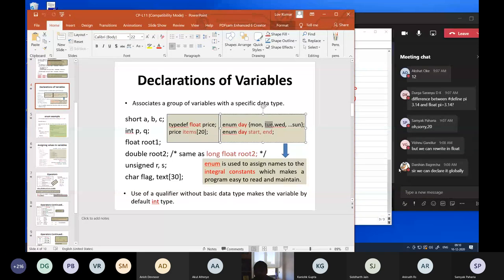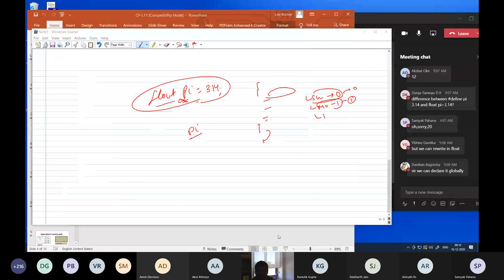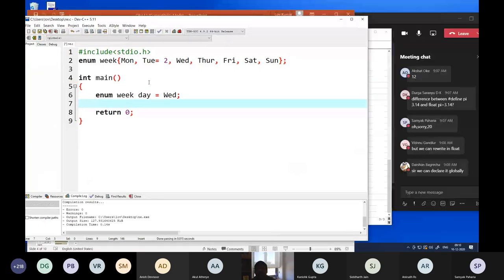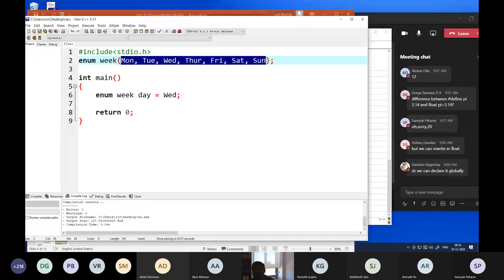So, as for example, we are going to write one simple program, so at least you will get the idea. Here we are writing this enum variable. What we are writing? enum week equal to, these are the values we are writing here. Okay. What will happen like that? Automatically, it will assign some value. Monday means 0, Tuesday means 1, Wednesday means 2, something like that.